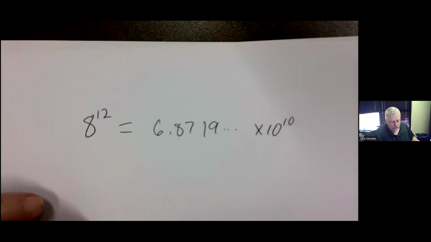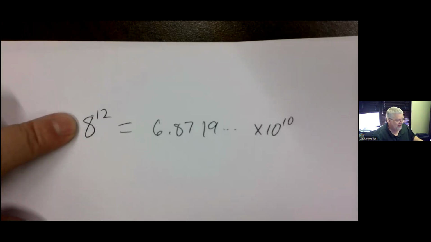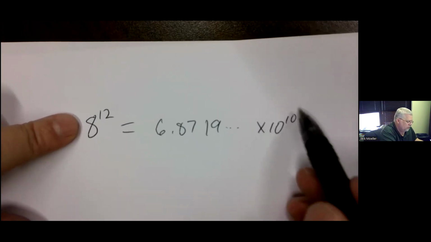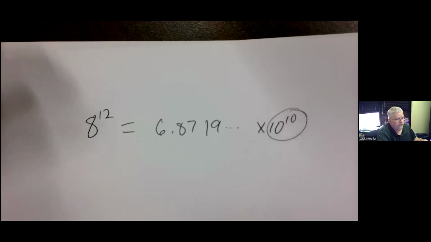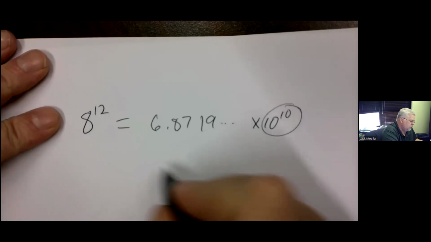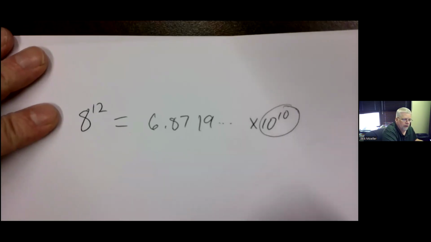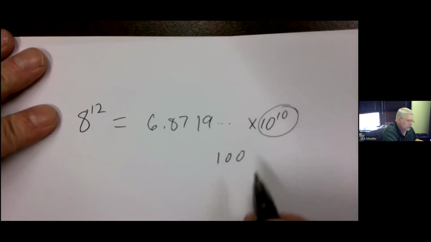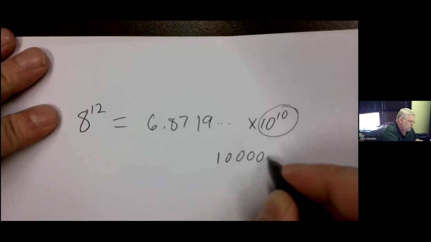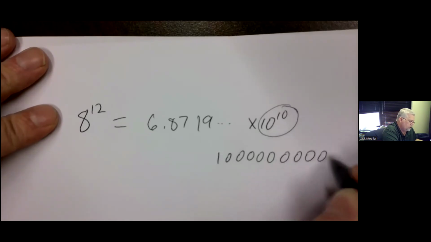So my question on this: is this a large number or is this a small decimal number? Well, when you multiply 8 by itself a bunch of times, we're going to get a large number, not a decimal number. And why is this a large number? Well, what does 10 to the 10th mean? It means 10 times itself, 10 times. If you remember the shortcut for powers of 10, that's 1 followed by 10 zeros. 1, 2, 3, 4, 5, 6, 7, 8, 9, 10.